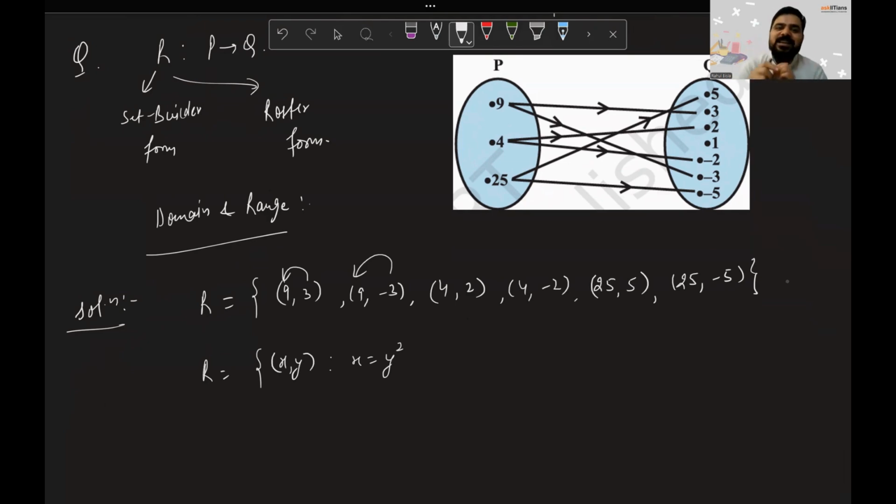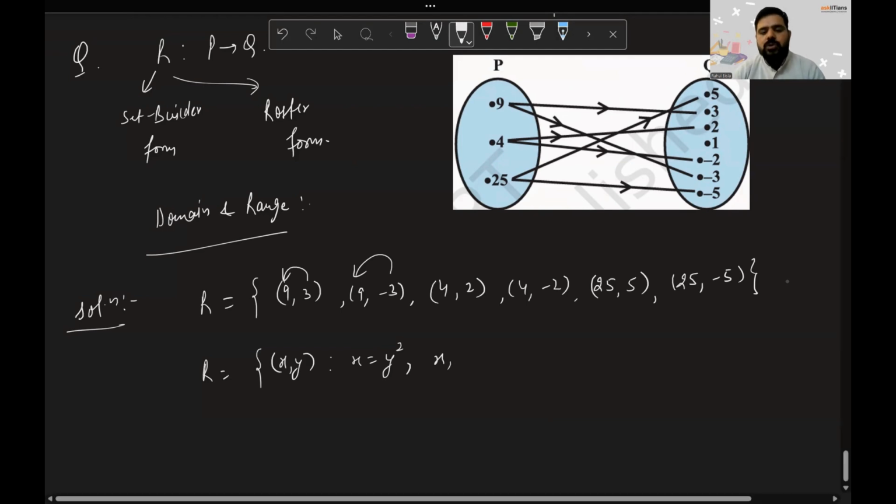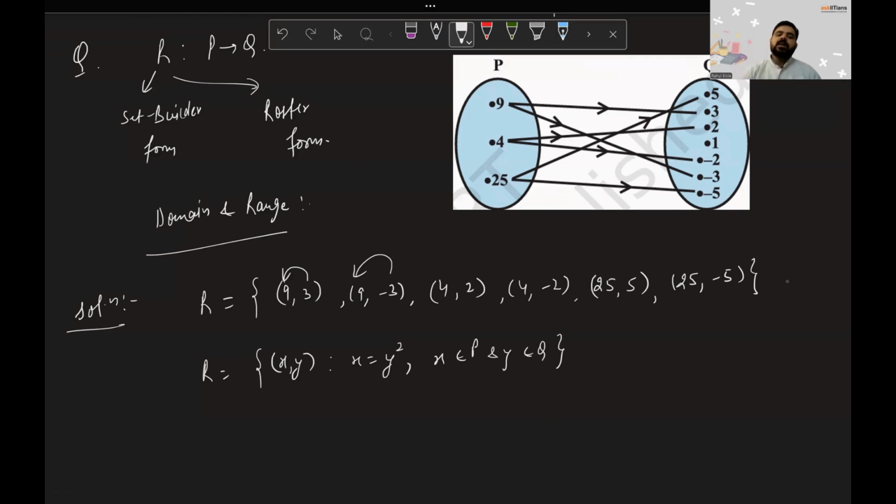So the first element is the square of the second element, where x belongs to P and y belongs to Q. So this is the relation that we have written in the set builder form. So till now, I think we are pretty much clear about how to write a relation in the set builder form or in the roster form. Right. So this is clear.